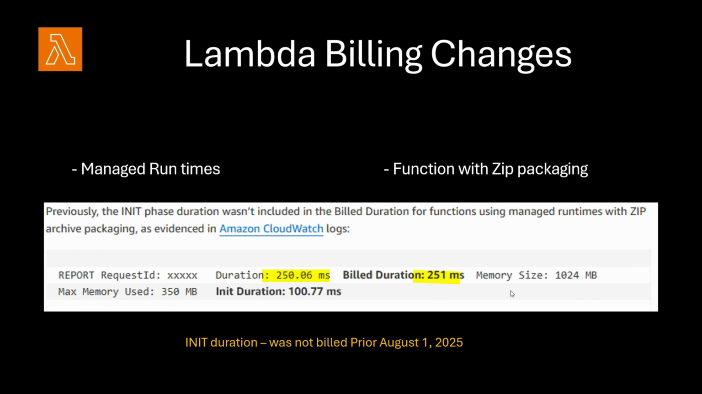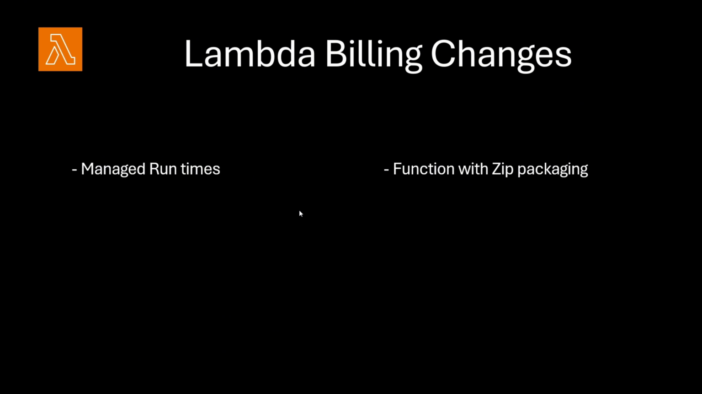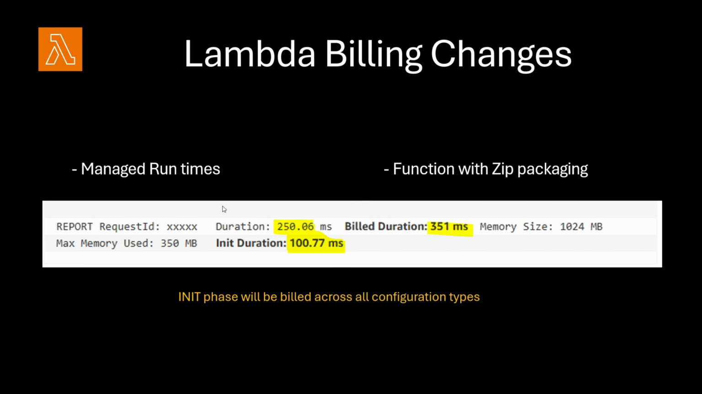You can clearly see that init duration was not part of build duration. Here the init duration is 100 milliseconds, but it is not added in the build duration. Now let's see the Lambda report after the change.